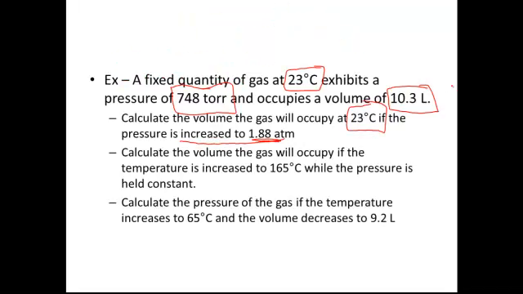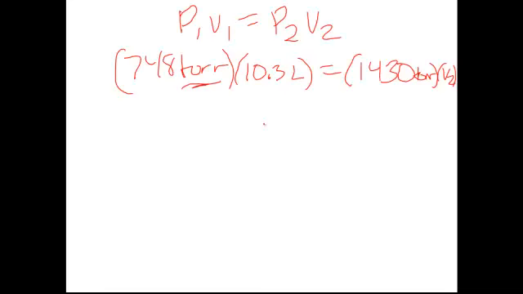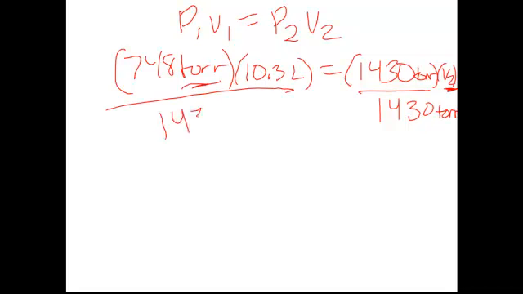And then obviously V2. Let's come back here real quick. Calculate the volume the gas will occupy. So they're asking us to find the final volume. Okay, so now we've got everything that we need. Now we can just solve for V2. So let's divide both sides by 1,430 torr. And then we can go to our calculator.